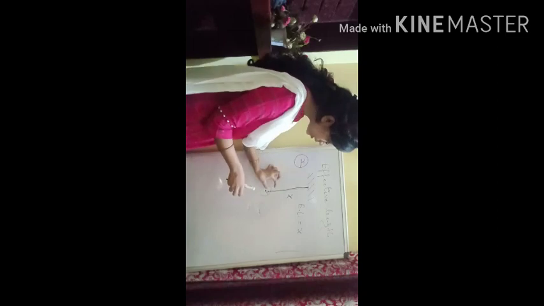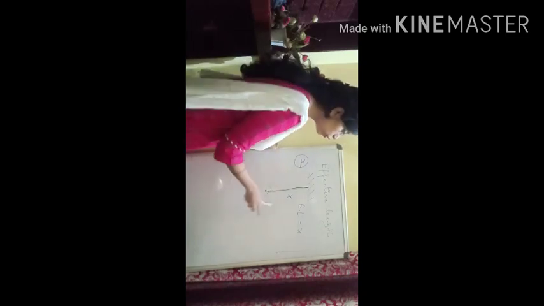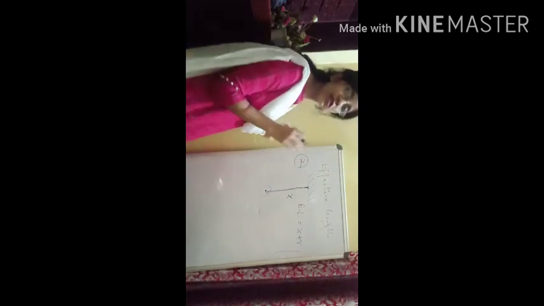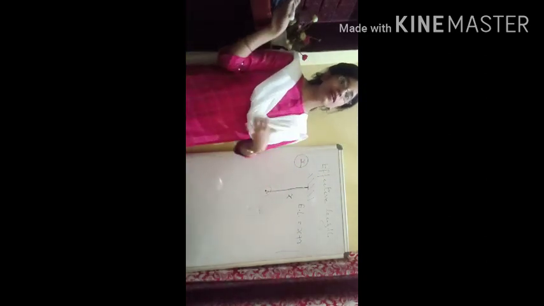So the effective length is not only the length of the string but the radius of the bob as well. So it will be x plus r. Is it clear? So this is what is known as effective length. Okay, so now let us come to the main topic, which is how to calculate the time period of a simple pendulum.